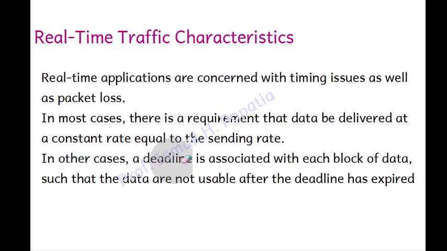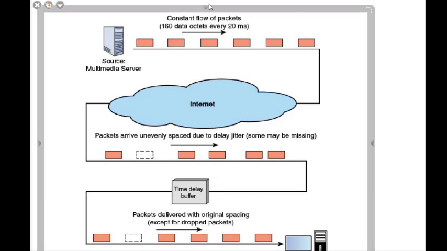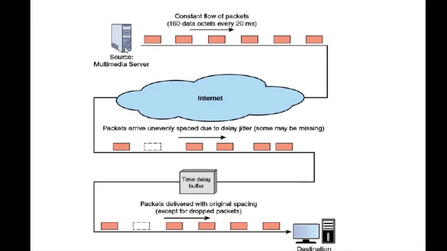In other cases, a deadline is associated with each block of data, such that the data are not usable after the deadline has expired. So if the packet does not arrive within that deadline, the data will not be of any use. Here we have a source and a destination, and the packets are traveling. This multimedia server is generating data at a constant rate.